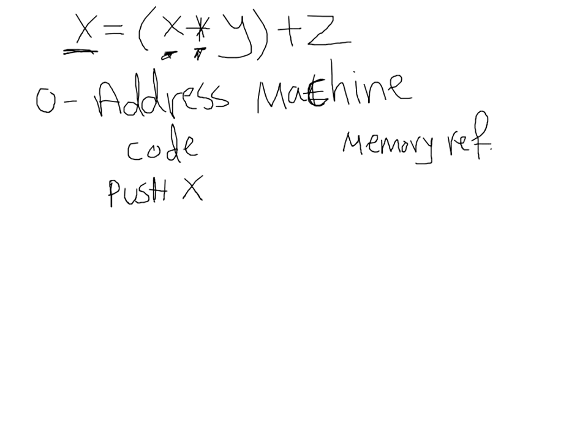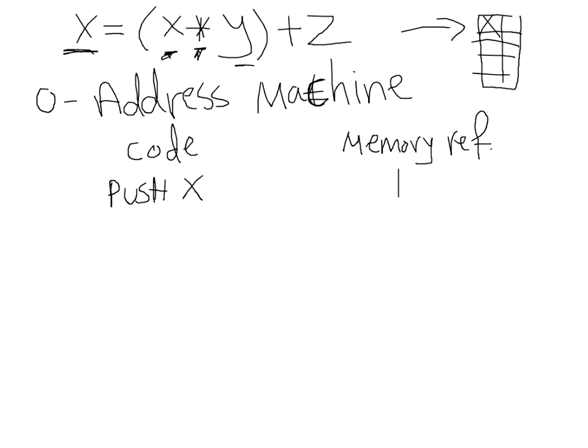And remember, assembly always uses capital letters. Push x. Now, how many times do we need to access the memory to get the value of x? Obviously 1, right? Because if this is our memory, we need to access the memory once to get the value of x. So that's the one.